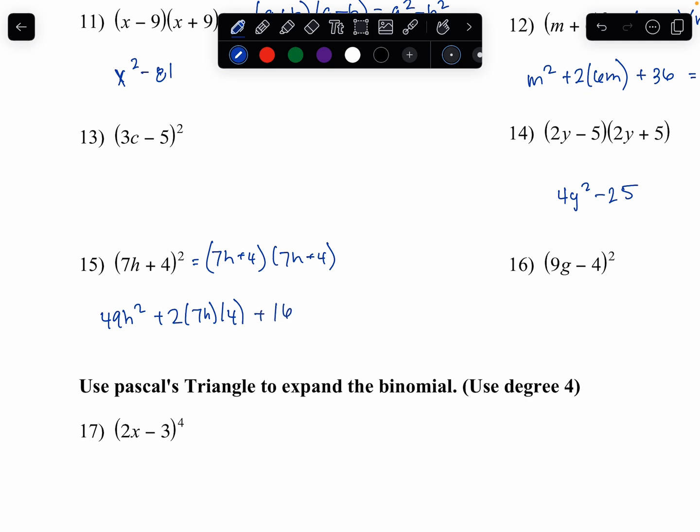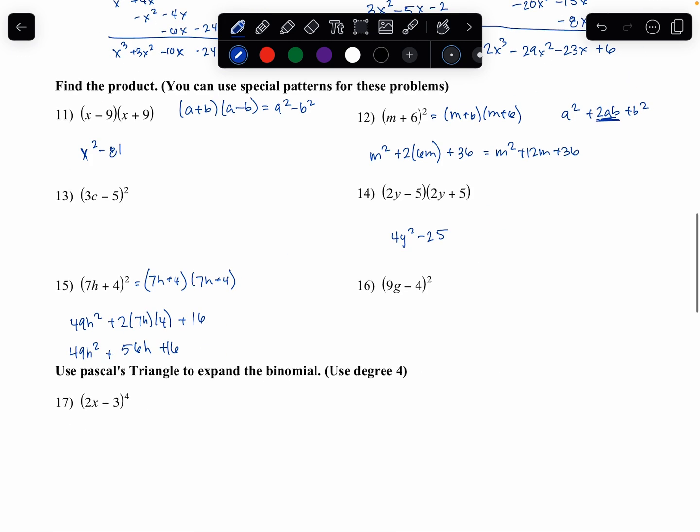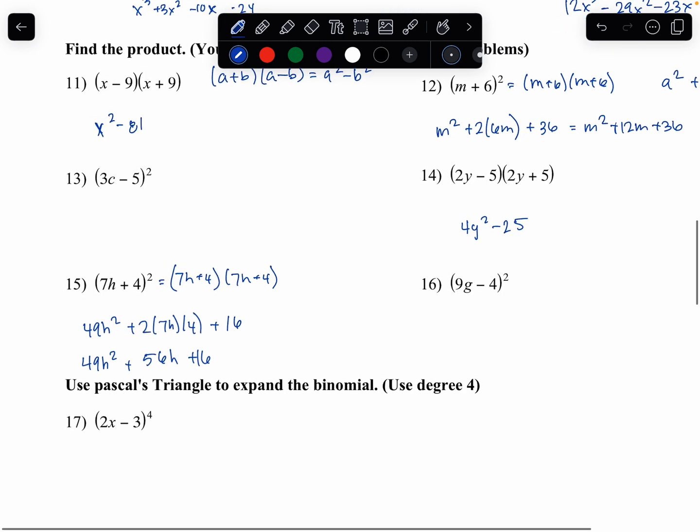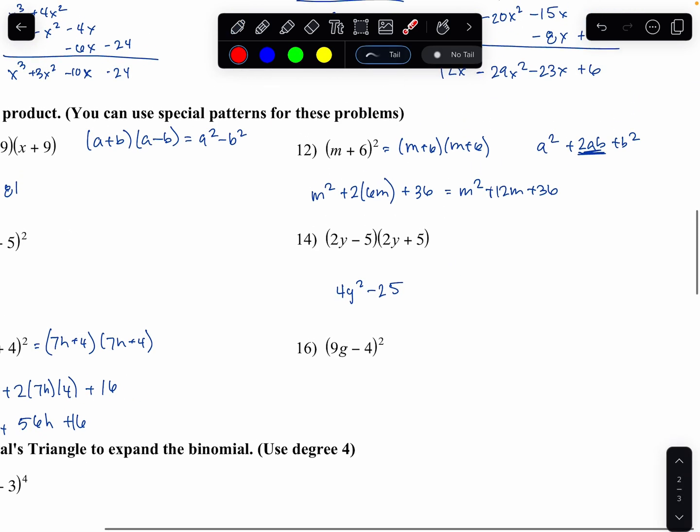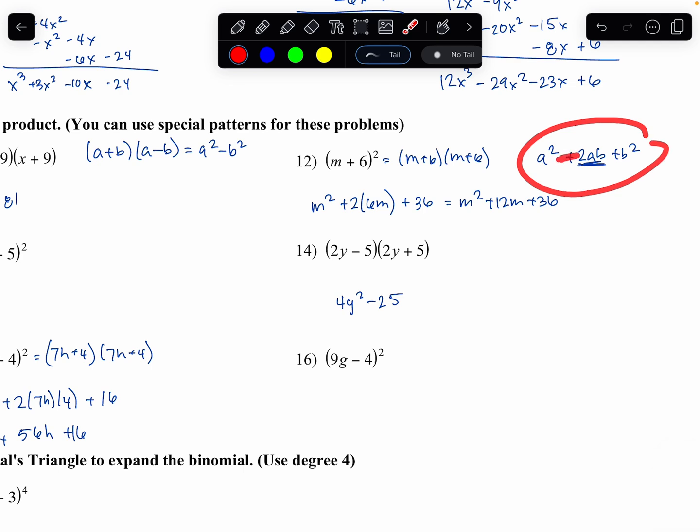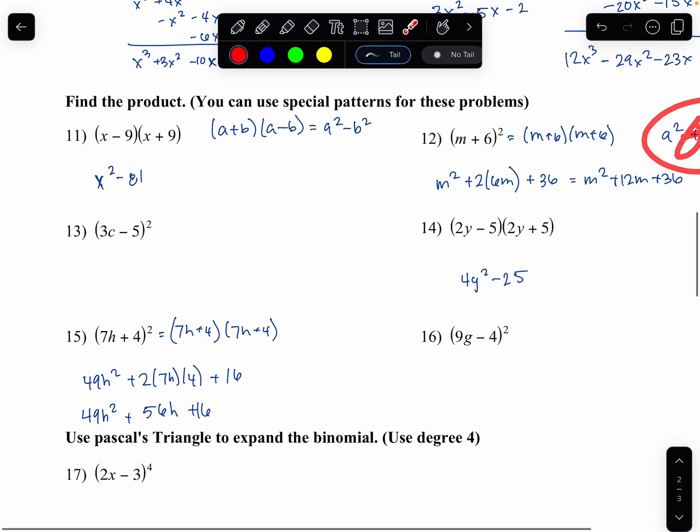So this becomes 49h squared plus 2 times 7 times 4. 4 times 2 is going to be 8, and 8 times 7 is going to be 56. So that's 56h, and then plus 16, and there you go. And then if you have a subtraction one, then it's going to be the same pattern here. It's just that this is going to be subtraction, just right there. That's the only difference that it's going to make.